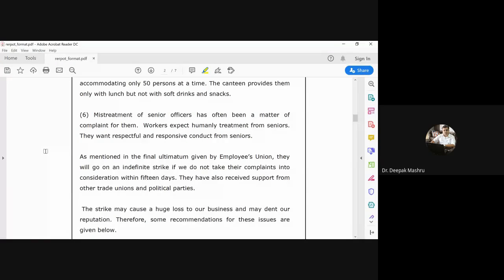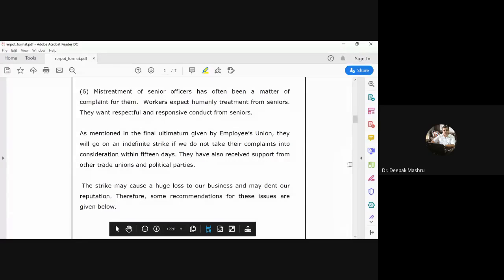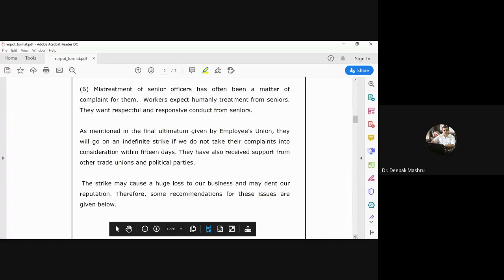Which is there in the social media, right? As mentioned in the final ultimatum given by the employees union, they will go on an indefinite strike if their complaints are not taken into consideration within 15 days' time. So they have given the stipulated time. This is the time limit they have. They have also received support from other trade unions and political parties. So this is something frightening, that there can be a problem.